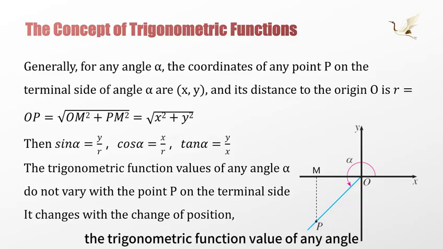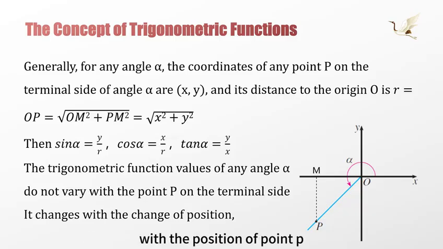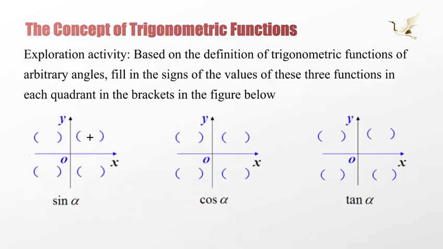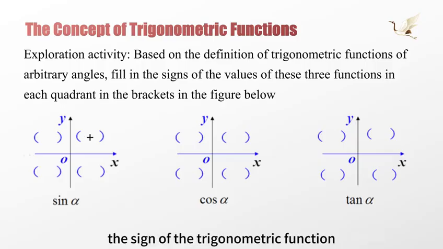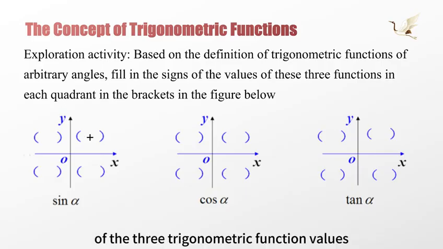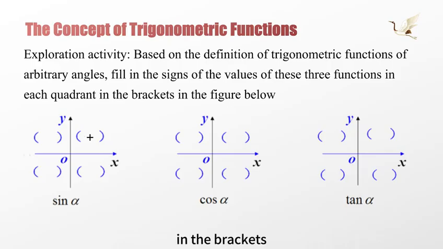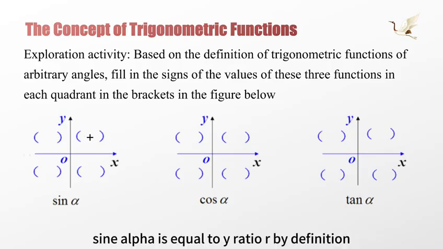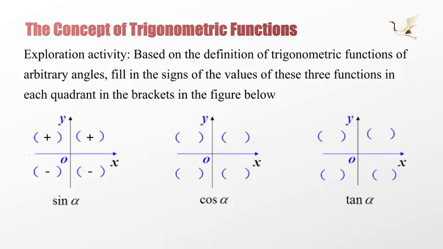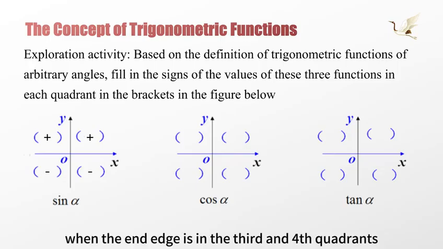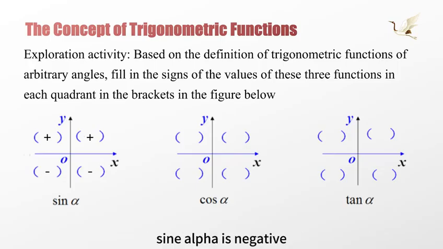Obviously, the trigonometric function value of any angle will not change with the position of point P on the terminal side. According to the definition of trigonometric function of any angle, we know that the sign of the trigonometric function value is different with the position of the terminal side. Can you fill in the signs of the three trigonometric function values in each quadrant in the brackets in the figure below? First, let's look at sine alpha. Sine alpha is equal to y over r by definition, so its sign is determined by the sign of y. Obviously, sine alpha is positive when the terminal side is in the first and second quadrants. When the terminal side is in the third and fourth quadrants, sine alpha is negative.